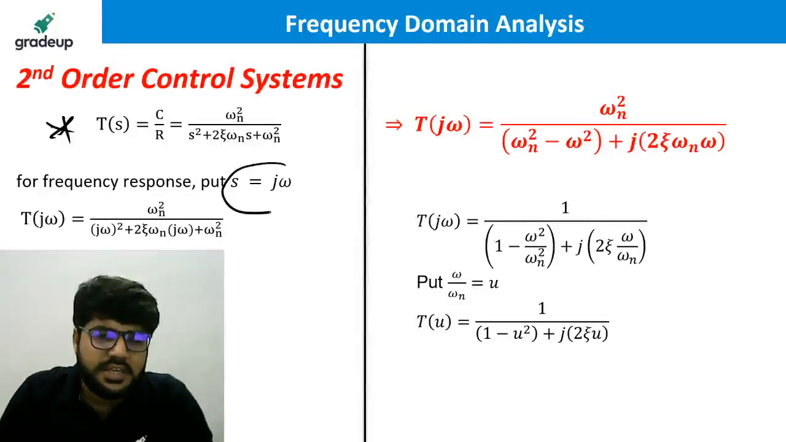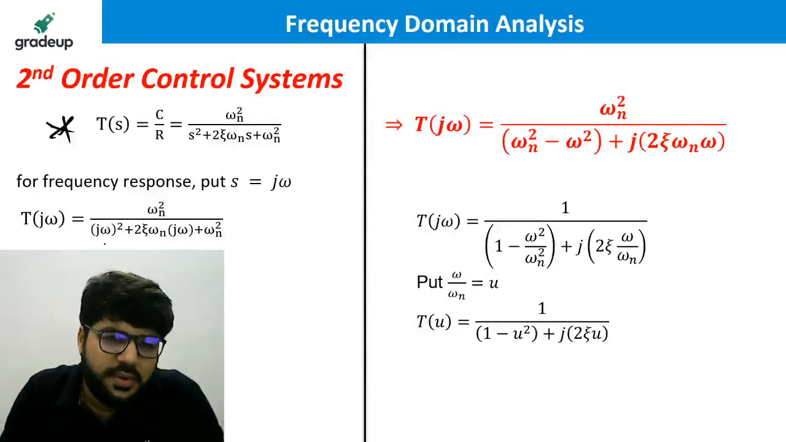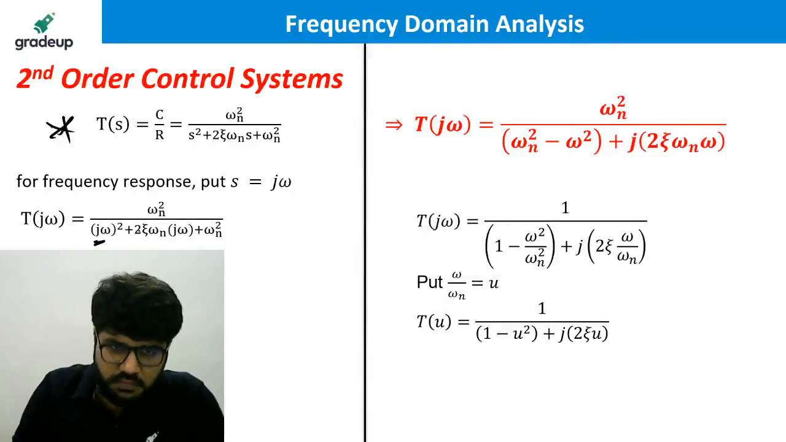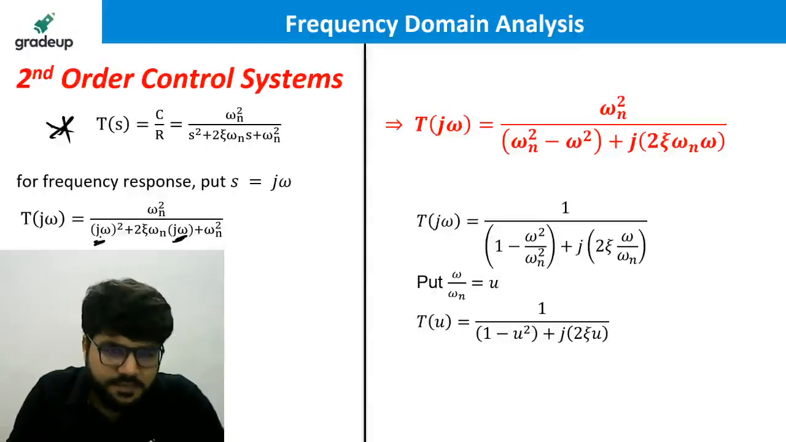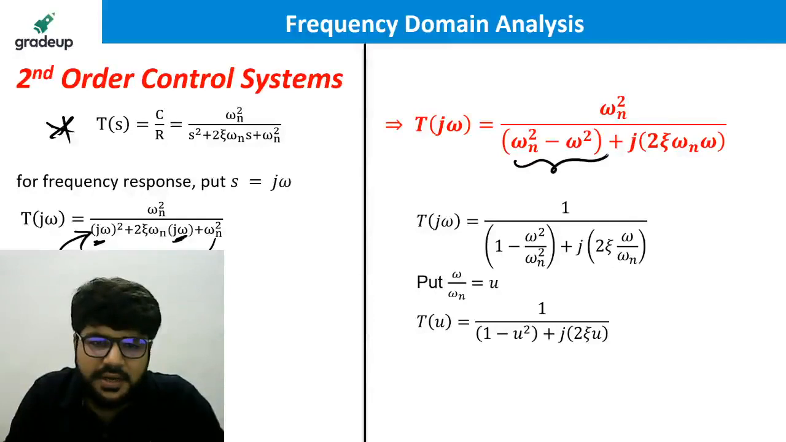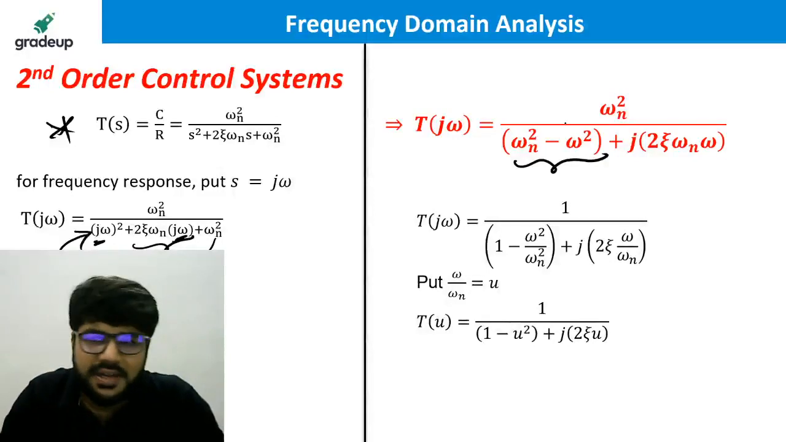And for frequency response, you will put s equal to j omega. So I have just substituted s equal to j omega. Just look at these basic calculations I have done for you. Put s equal to j omega. What is the value of j square? It is minus 1. So omega n square minus omega square becomes the real part. And plus 2 zeta omega n s, with s equal to j omega, is the imaginary part, that is j 2 zeta omega n omega.